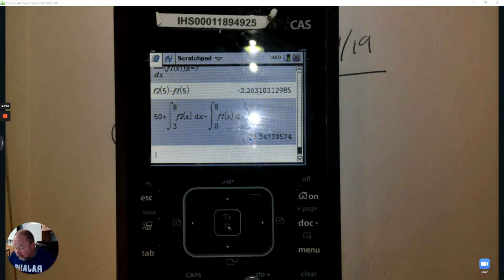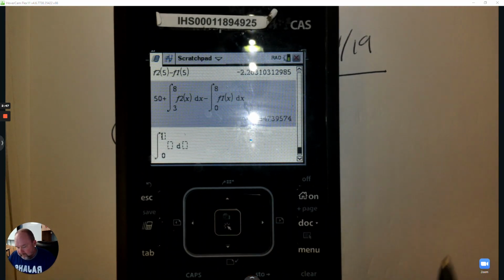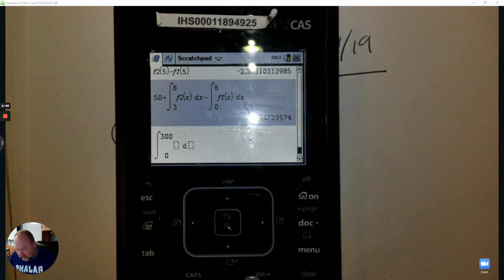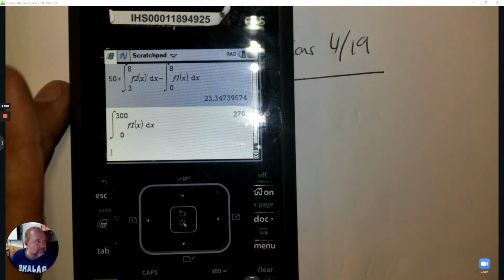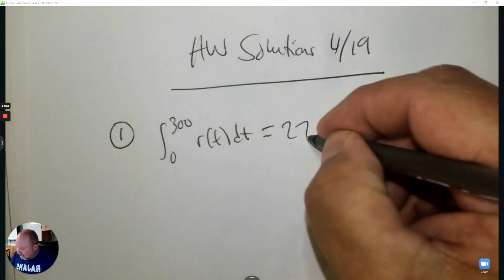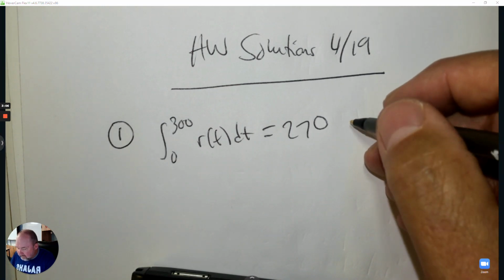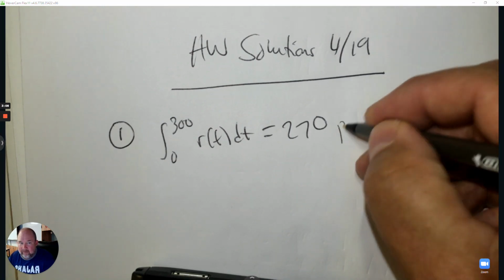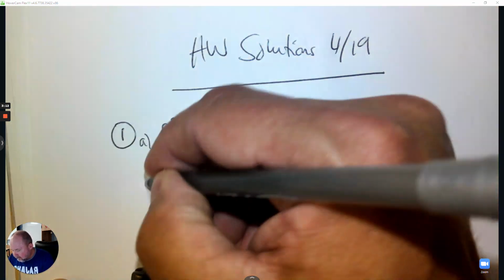The first question again was to integrate. So menu, calculus, integrate from 0 to 300. You don't have to retype it in. It's the first equation, F1 at x, dx, and that's it. Control enter, and I get the answer 270. So the question is, how many people enter the line? And the answer is 270 people. That's A.